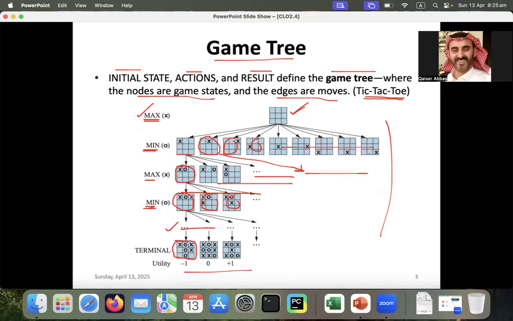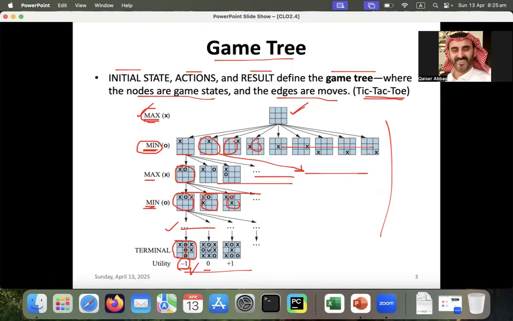So here the min player has these 3 values in a column or in a line, and the utility value for the min player is -1, and the utility value for the max is +1. And if the game is drawn, then the value is 0. So here the min player is winning, and that's why this is the terminal state. The algorithm will calculate the utility value of this terminal state, and it would be -1.